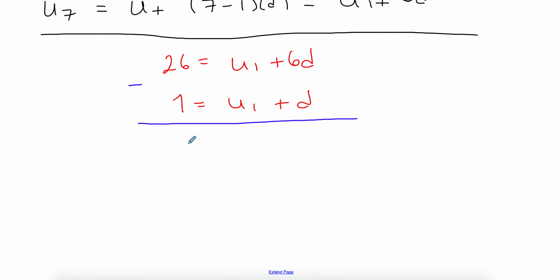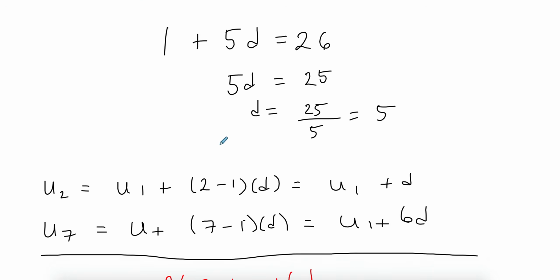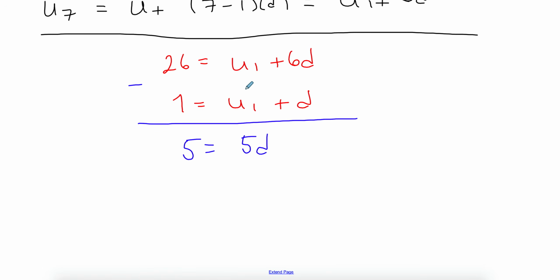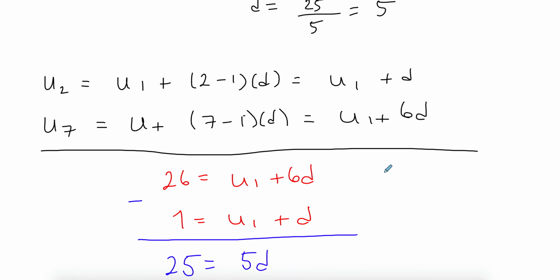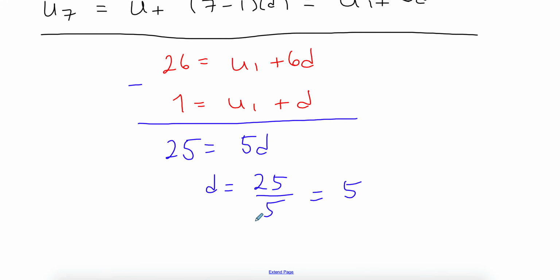So 26 minus 1 is 25, u1 minus u1 is 0, 6d minus d is 5d, and as you notice, we are in this position now, and we get d is equal to 25 divided by 5, which is 5. So we get the same answer. So you could use simultaneous equations in any situation. Just because it's arithmetic sequences, your u1s will always cancel.